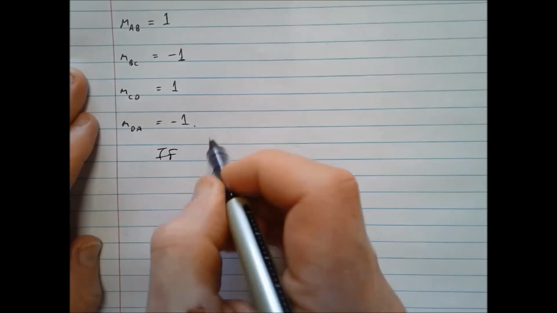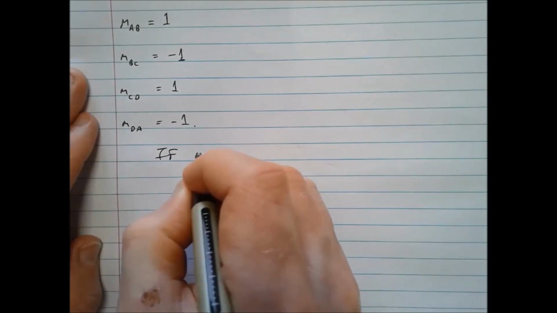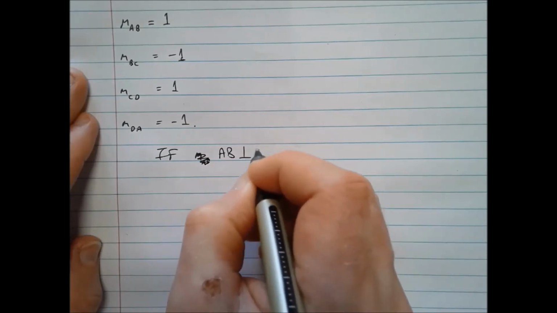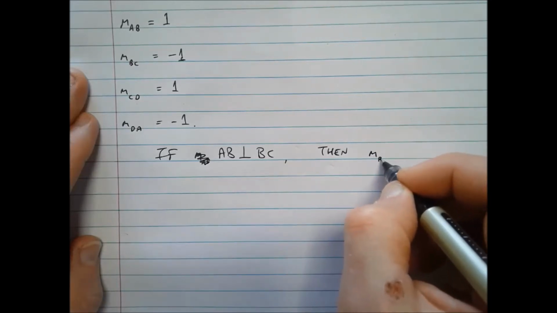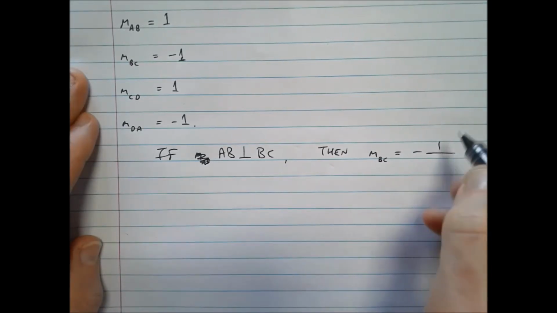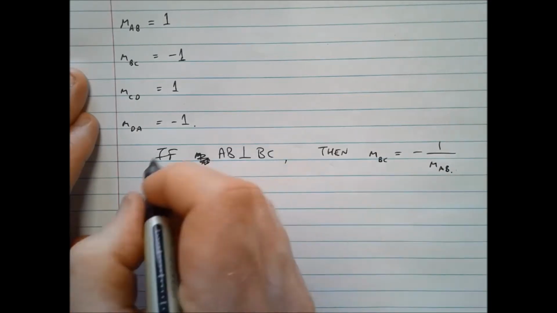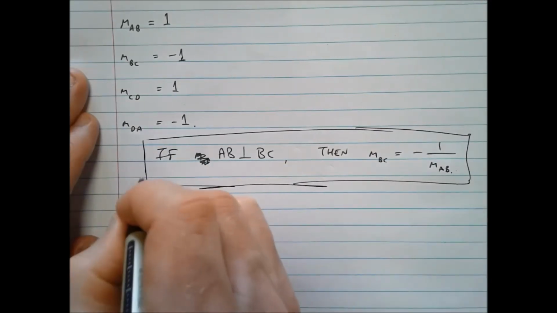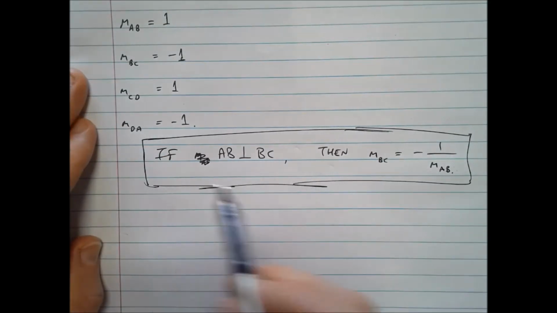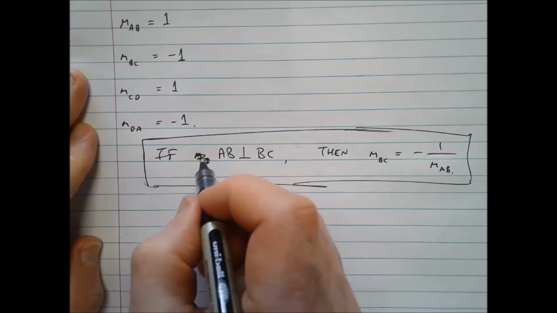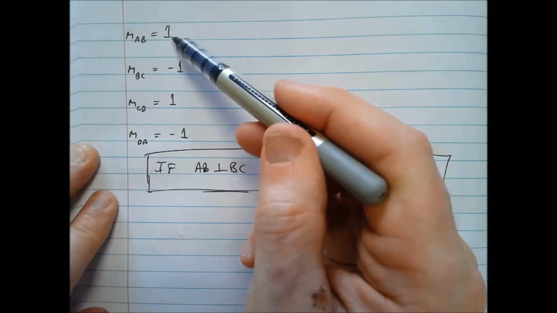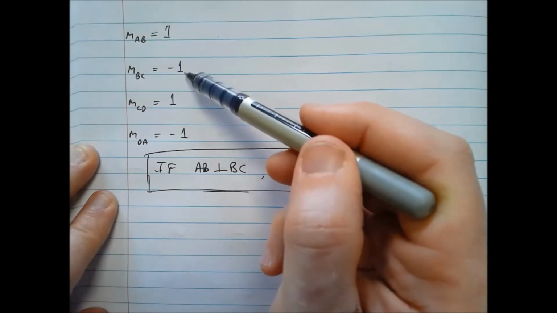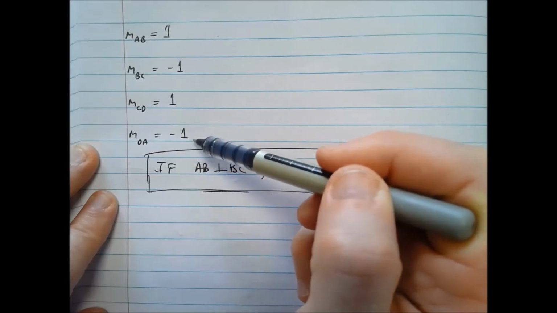Okay. Now, if AB is perpendicular to BC, then the gradient of BC would be negative 1 over the gradient of AB. So that's our key rule that we're going to apply now. So just a quick summary of where we're up to so far. We've got the gradient between A and B is 1, between B and C is minus 1, between C and D is 1, between D and A is minus 1.